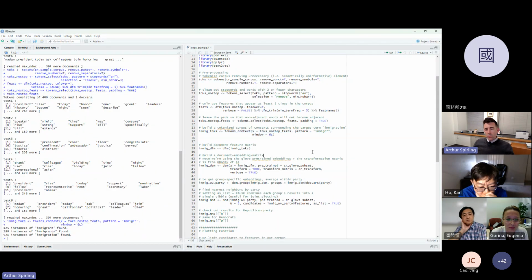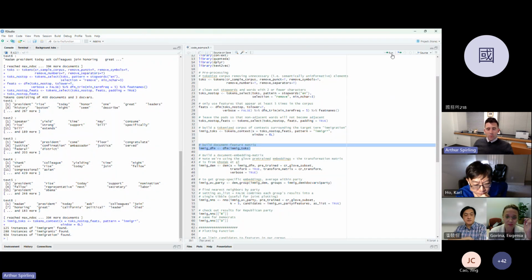I just want to show you, there's this little pattern here. It's just saying to R, give me anything that starts with IMMIGR, and then star, anything comes after that. And so this is what you get. They talk about immigrant a lot, they talk about immigrants a lot, they talk about immigration a lot, and we're going to build some sort of embedding for all these terms. So we're going to build a document feature matrix.